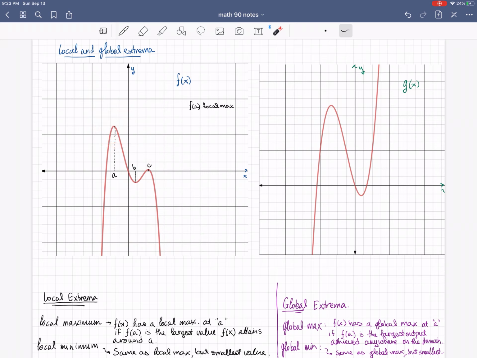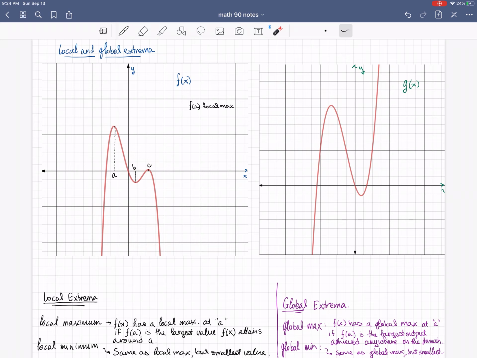If I look at a window around B, f of B is the lowest value the function attains in that little locality. And if I look at a little window around C, f of C, so again, we're talking about the y-coordinates of these points, is the highest value that the function attains. So when you're talking about local maxes, you're going to see little peaks like this. And when you're talking about local mins is where you see your little valleys, okay? So there's a very visual connection between maximums and minimums and the graph.